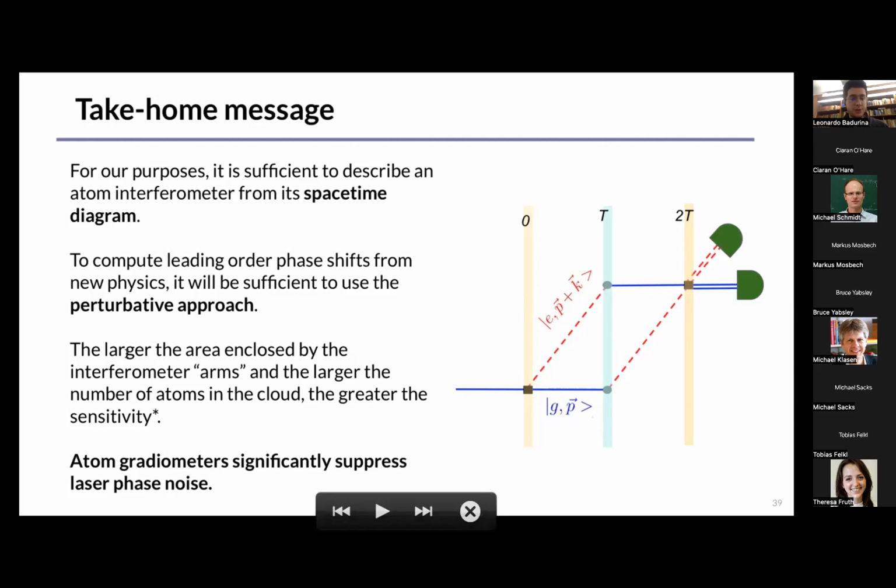And also, as we've shown before, the larger the area enclosed by the interferometer, so the larger T is and the larger k effective is, the larger the size of the signal. And the final take-home message is that atom gradiometers are extremely useful in suppressing laser phase noise, thus allowing one to reach this fundamental noise source.